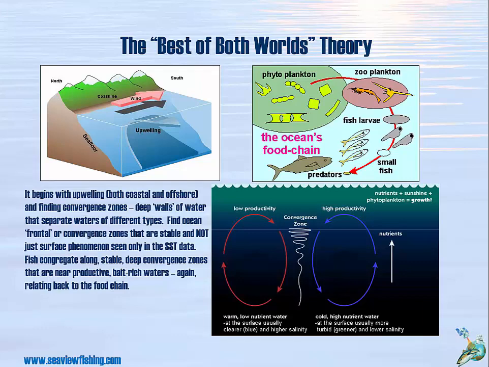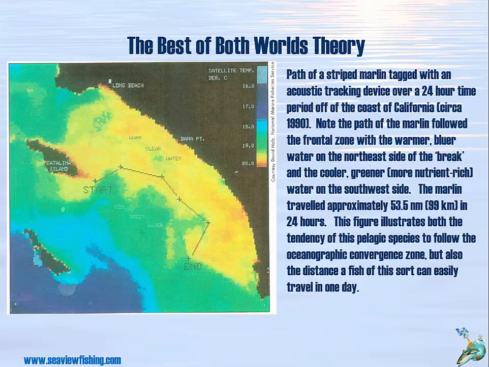Here is an example of the path of a striped marlin tagged with an acoustic tracking device over a 24-hour time period off the coast of California. Note the track of the marlin followed the frontal zone with the warmer blue water on the northeast side of the break, a convergence zone, and the cooler, greener, more nutrient-rich waters on the southwest side.